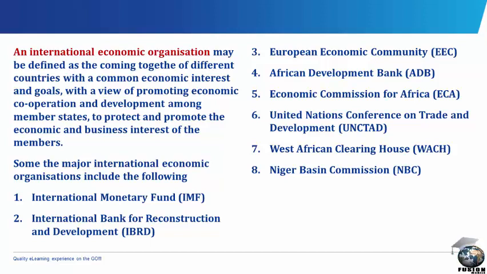Economic Commission for Africa (ECA). It is a regional organ of the United Nations established in 1958 to contribute to the development of Africa. It has its headquarters in Addis Ababa, Ethiopia. Aims and objectives of Economic Commission of Africa.